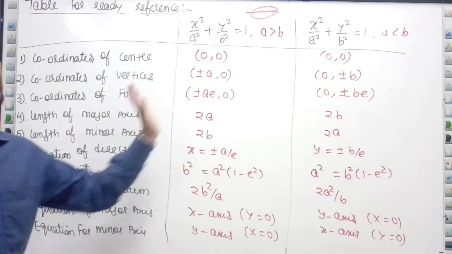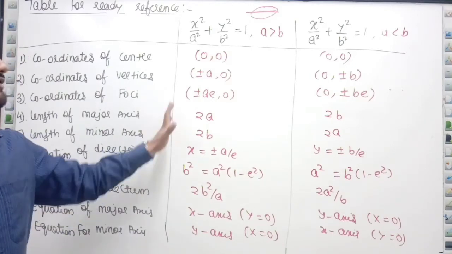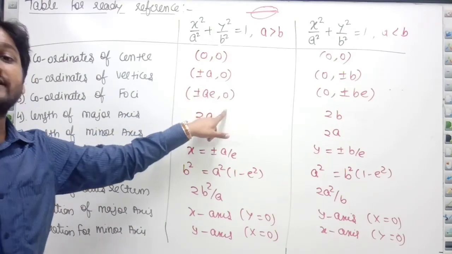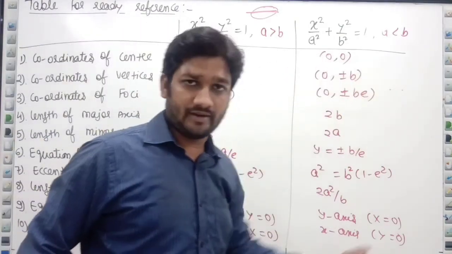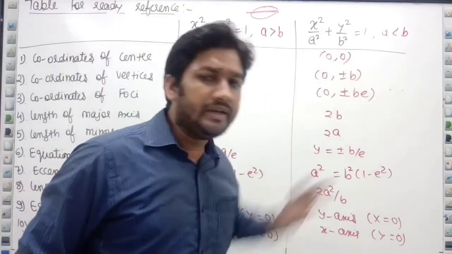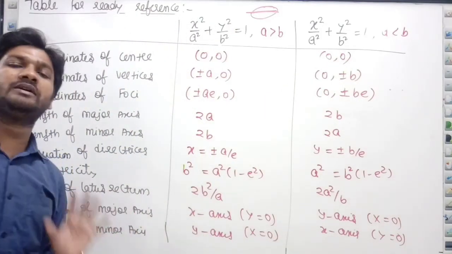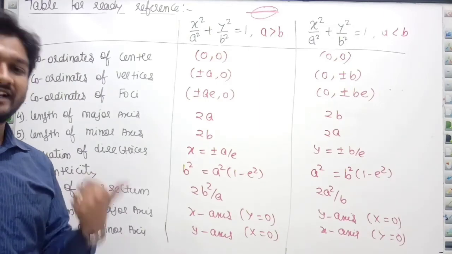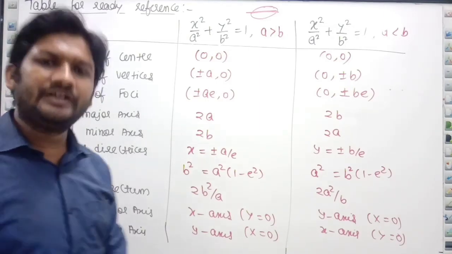Just compare the formula. Whatever we have here is on x-axis, x coordinate, y coordinate is 0, and here on the y-axis, x coordinate is 0 and y coordinate we are having b, right? You have to remember these formulas. Now we'll be starting questions in the next video. I hope this video is clear.